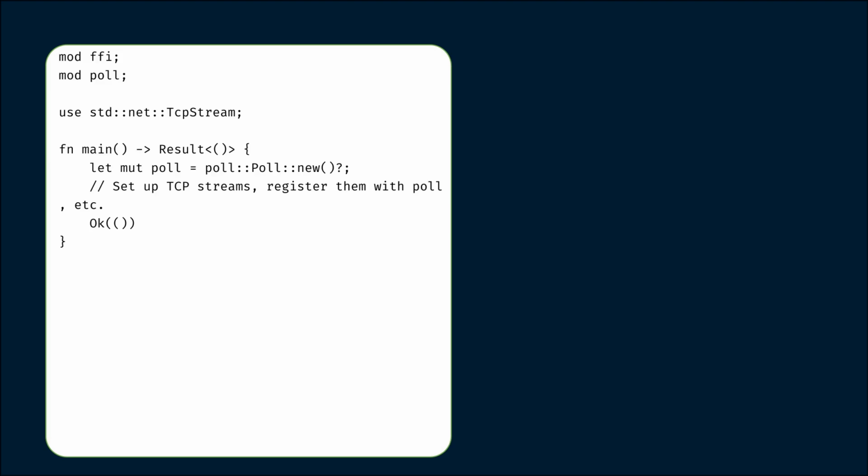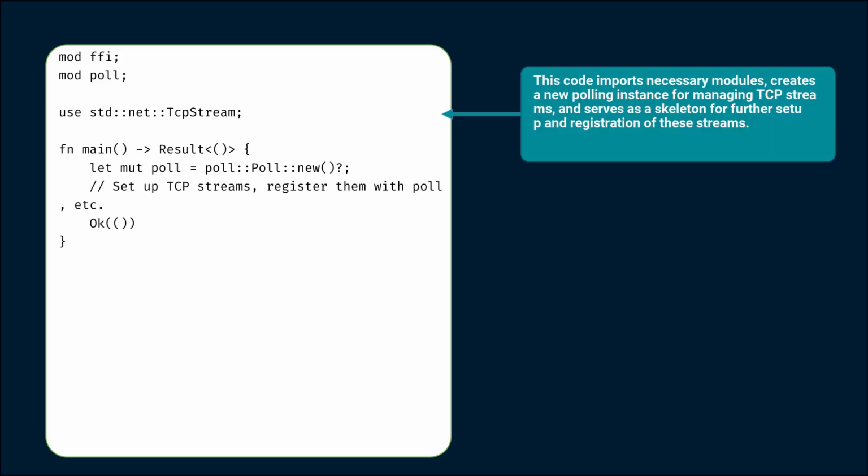Now let's dive into the main execution in main.rs, where we will set up the foundation for handling events using our Poll instance. First, we need to import our necessary modules, specifically ffi for interfacing with the epoll API and poll for our polling logic. In the main function, we initialize a new Poll object, which represents our event queue and allows us to manage file descriptors efficiently. Next, we will see how we can establish connections with different clients by creating instances of TcpStream. It's crucial to configure these streams as non-blocking to ensure that our application remains responsive while waiting for events.